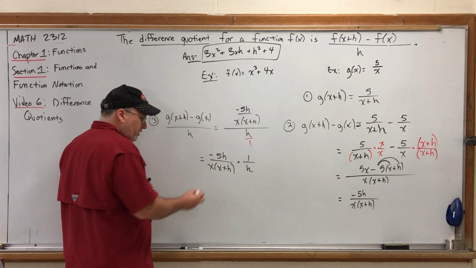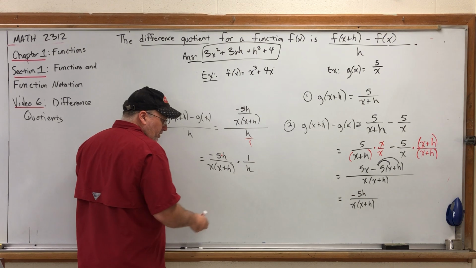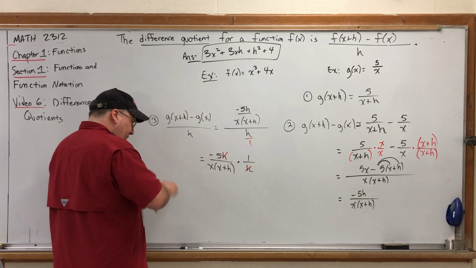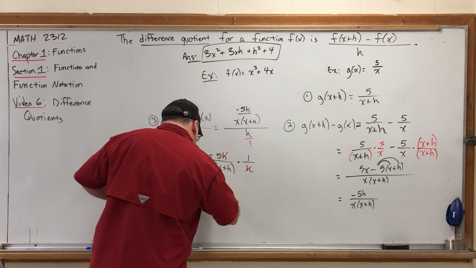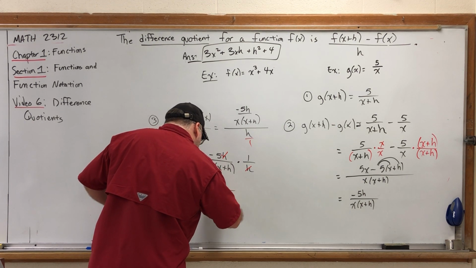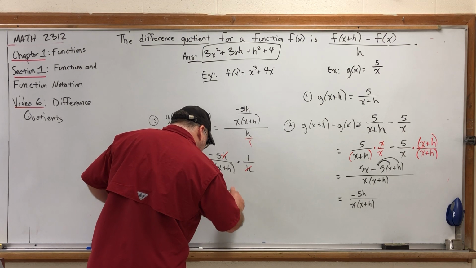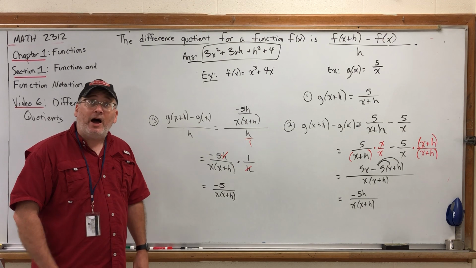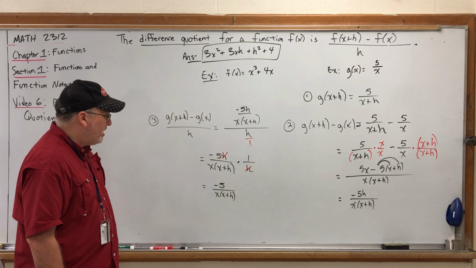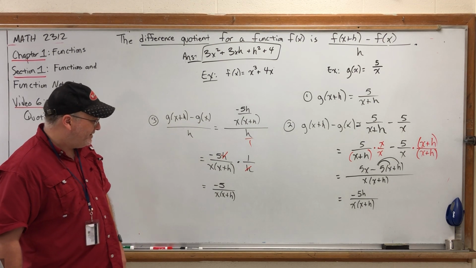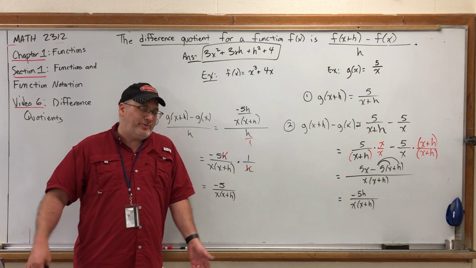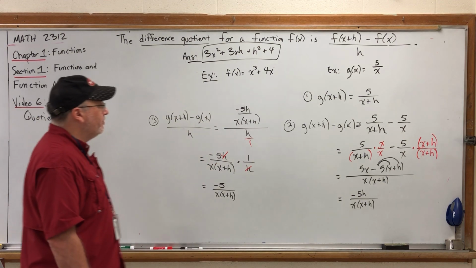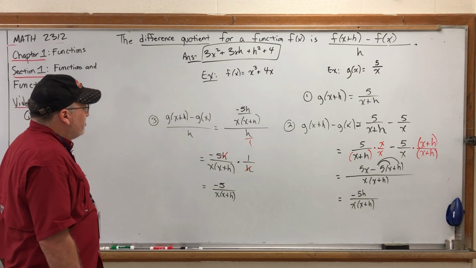And look, these h's cancel. Both are parts of multiplication problems, therefore both are eligible to cancel. That was nice. Leaving negative 5 over x times x plus h. The hardest part about some difference quotients is knowing what to do and when to stop. In this case, I would recommend stopping. There's no more simplifying that could happen. Yeah, we could distribute across the denominator, but that's not really going to make anything cancel or anything simplify like it did over there. Again, difference quotients are a thing.